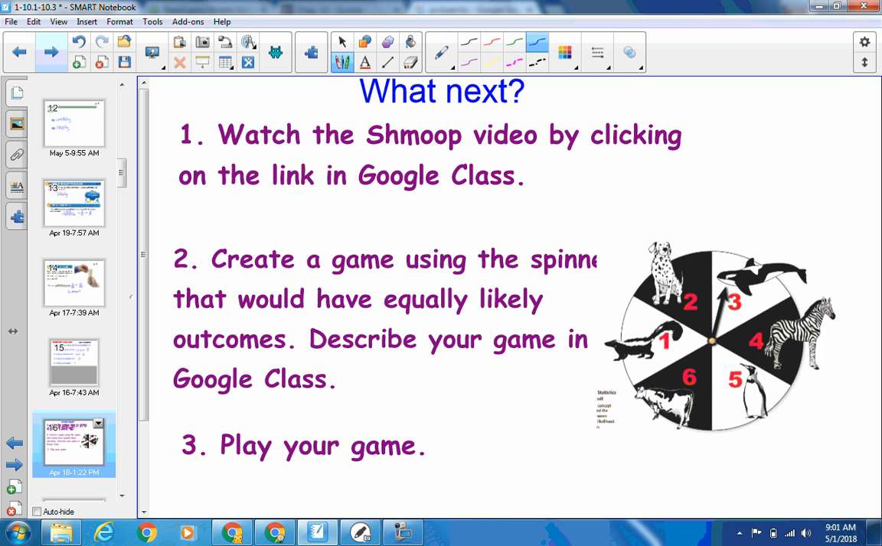You're going to go to Google Classroom and click on the Google question and describe your fair game. Once you finish that, you are free to play the game. You'll need just a paper clip and a pencil in the middle to be your spinner for the game. Okay? Happy probability.